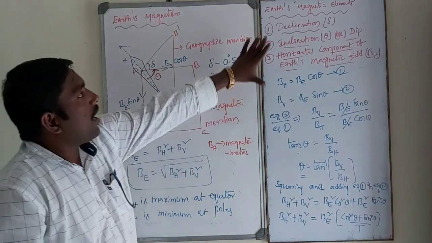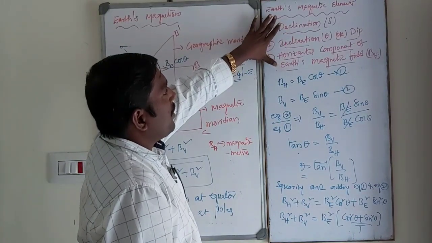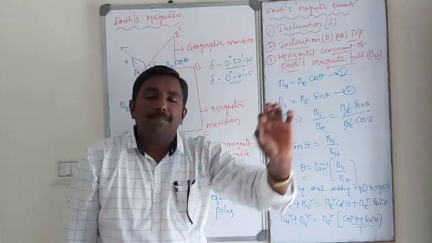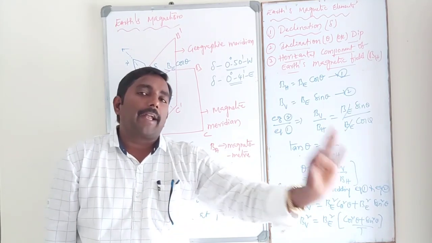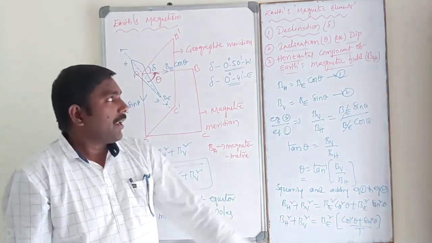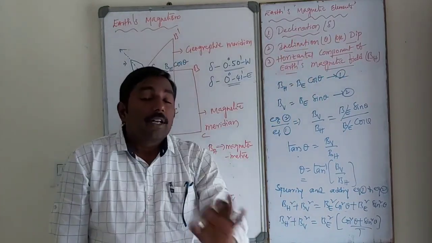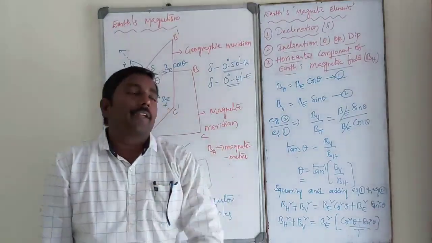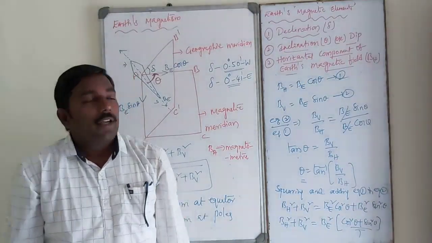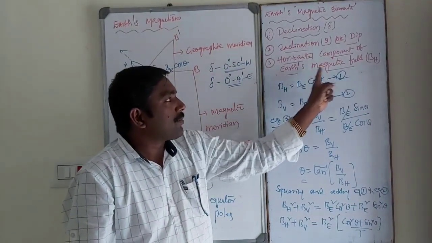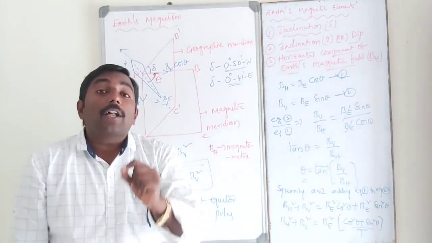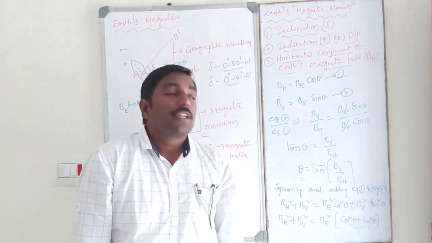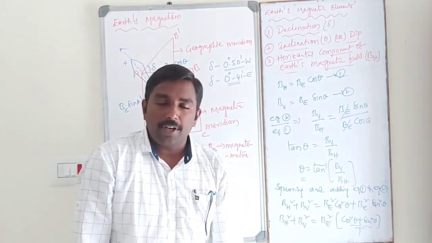See, these are the Earth's magnetic elements. Very most important. So finally, once again, declination means simply the angle between the geographic meridian and the magnetic meridian. Now next, inclination or dip is the angle made by the Earth's magnetic field with the horizontal in the magnetic meridian. Next, the last one, horizontal component of Earth's magnetic field BH. The component of Earth's resultant magnetic field along the horizontal direction is called the horizontal component of Earth's magnetic field.